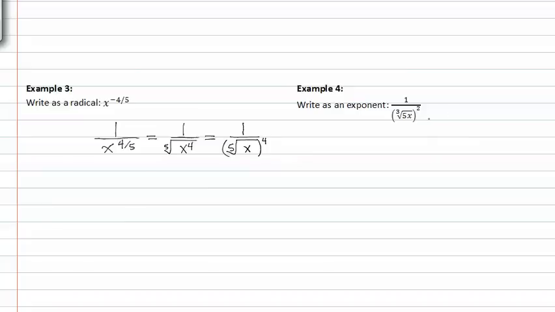In example 4, we have 1/(3)(5x) all raised to the 2nd, and we need to write it as an exponent. First, let's go ahead and rewrite the denominator as a fractional exponent. 1/(5x), and the exponent is 2, the index is 3. If we want to bring this whole denominator out of the denominator into the numerator, we have to change the sign of the exponent. So it becomes 5x raised to the -2/3.